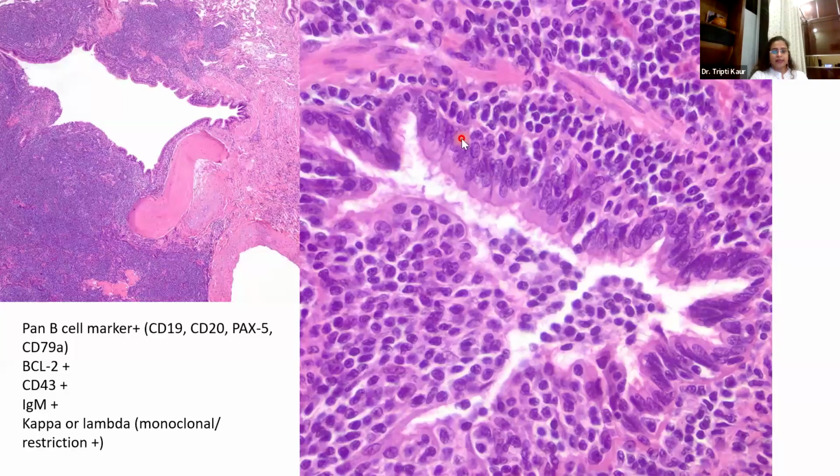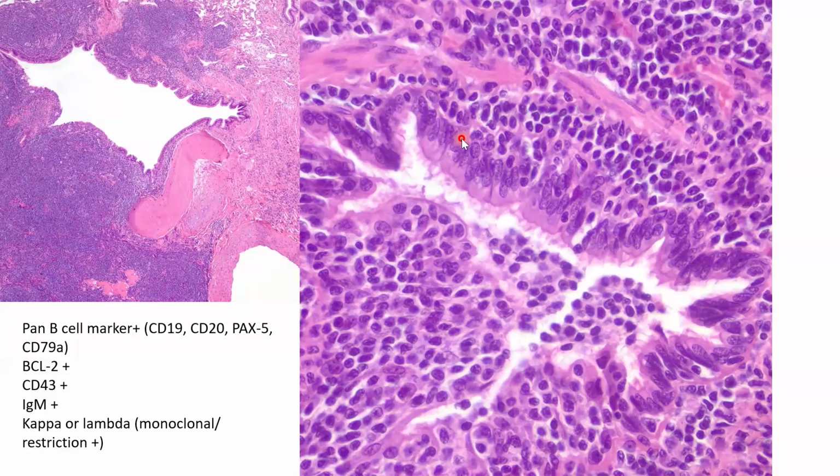So next case, you have the IHC panel with you. It's a similar looking case. You have a lymphoepithelial lesion right there. So marginal zone lymphoma. Yes, very good. Marginal zone lymphoma will have CD43 and IgM positive, and it will show monoclonality on kappa or lambda light chain.